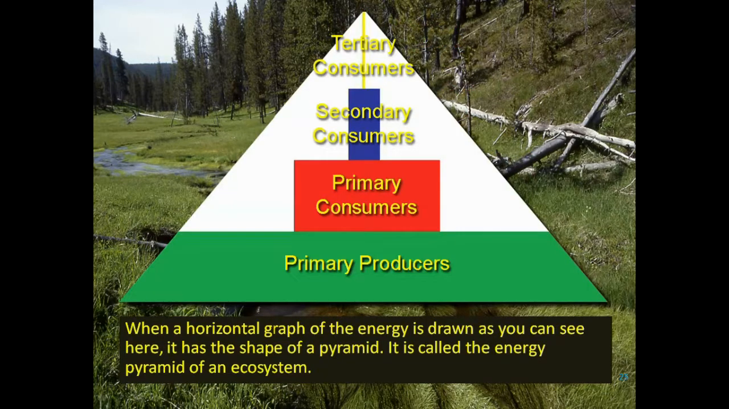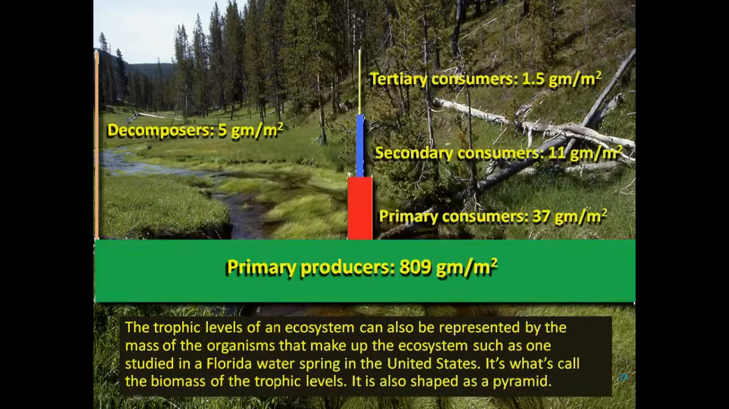The horizontal graph of the energy is drawn, as you can see here. It has the shape of a pyramid. It is called the energy pyramid of an ecosystem.